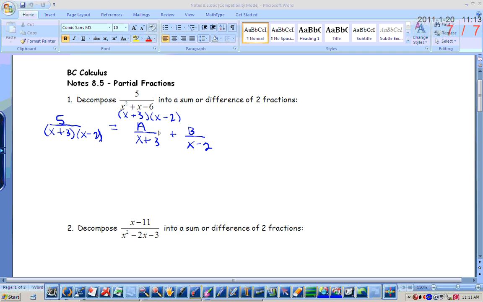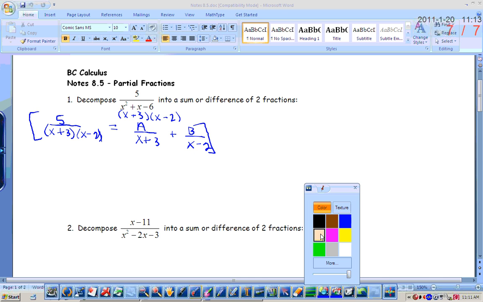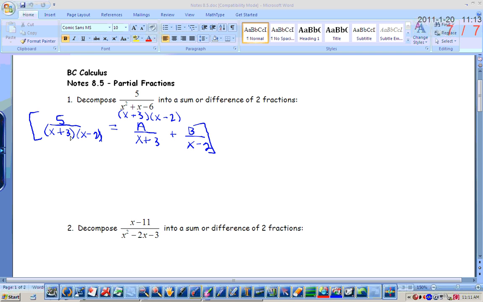All right, now to solve for A and B, we're going to clear off the fractions. The way that you clear off the fractions is that you multiply by the common denominator. So the common denominator of this entire equation would be x plus 3 times x minus 2. And I promise you're going to think this is really easy. So I'm just going to multiply everything in that equation by x plus 3 times x minus 2. When I multiply the left side of the equation by x plus 3 times x minus 2, what am I left with? 5, yeah.